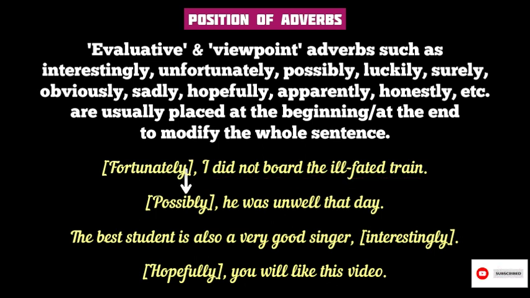Possibly is also an evaluative adverb coming at the beginning to modify the whole sentence. In the third example, interestingly is a viewpoint adverb that occurs at the end to modify the whole sentence. Hopefully you will like this video. In this sentence, hopefully is a viewpoint adverb that comes at the beginning of the sentence to modify it.